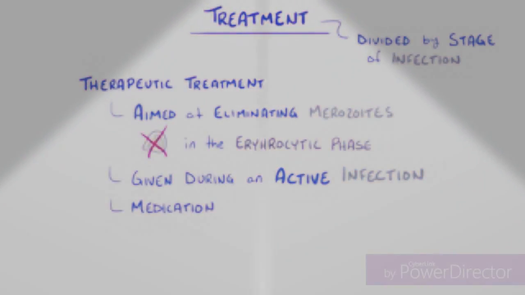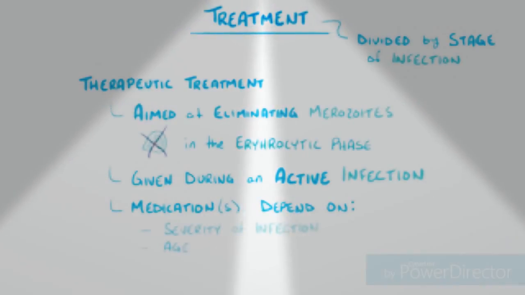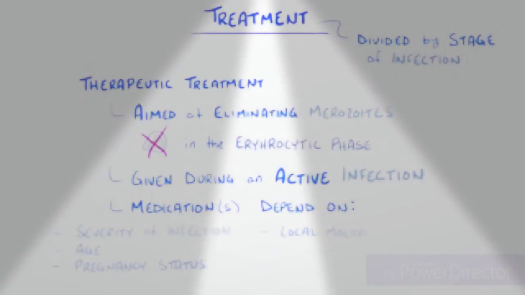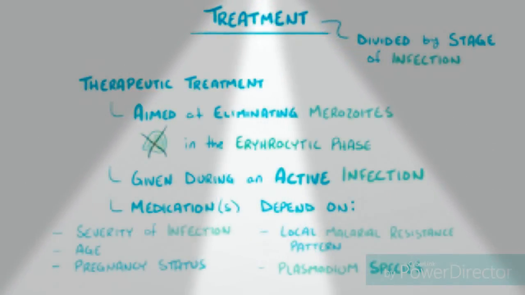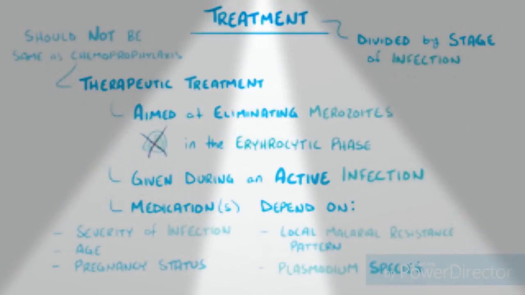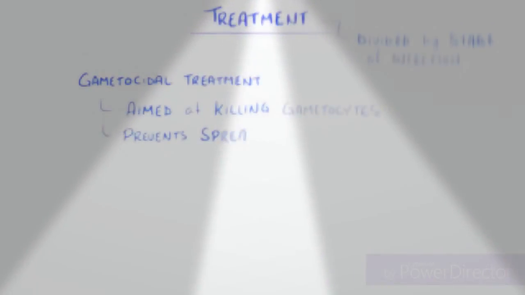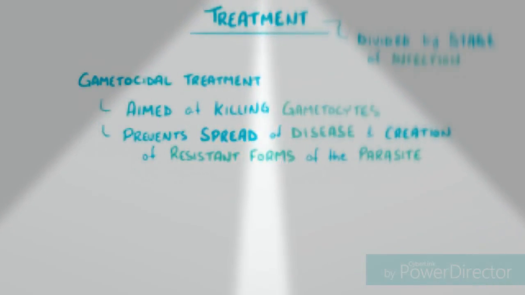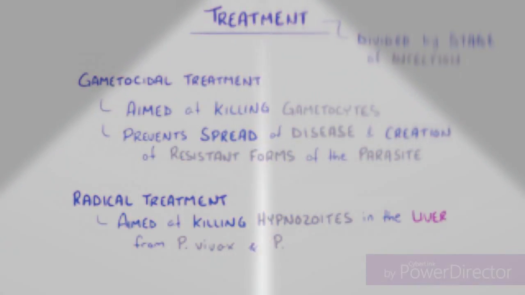The exact medication or group of medications that are used to treat an active infection depends largely on the severity of the infection, the age and pregnancy status of the patient, the local malarial resistance pattern, which depends on the geography, and the Plasmodium species causing the infection. It's also important to not take the same medication to treat an active infection that was previously used as chemoprophylaxis. Gametocidal treatments are aimed at killing gametocytes, which prevents spread of disease, and thus the creation of future resistant forms of the parasite. Lastly, radical treatments are aimed at killing hypnozoites in the liver, from a Plasmodium vivax and Plasmodium ovale infection.